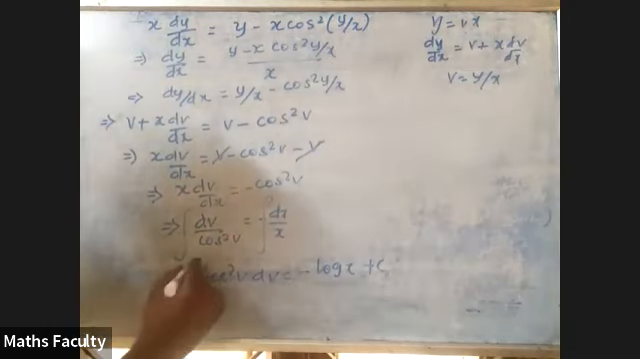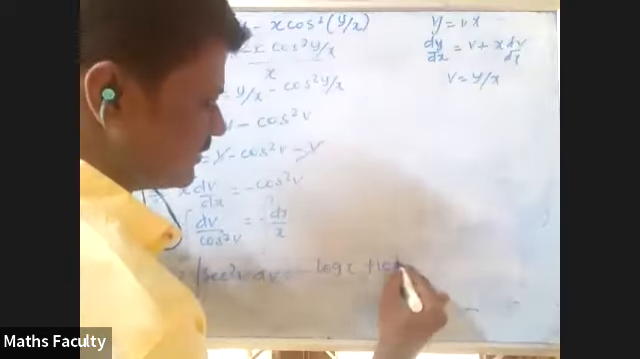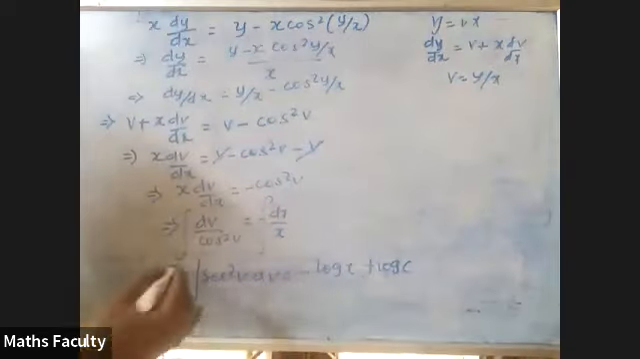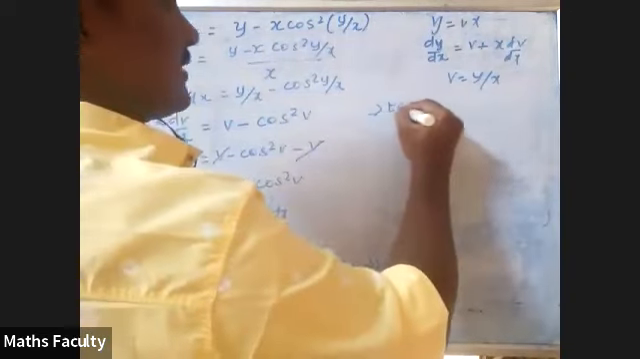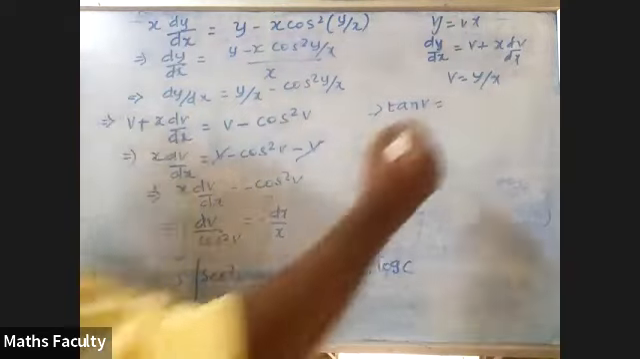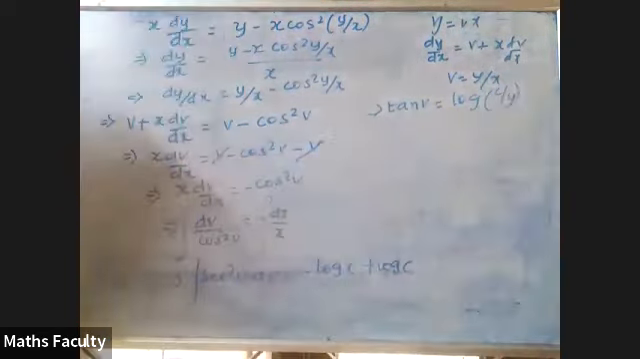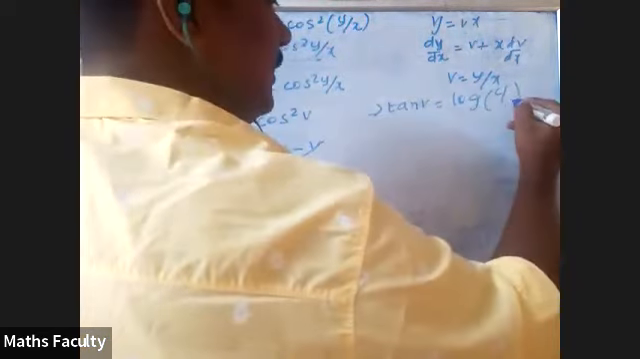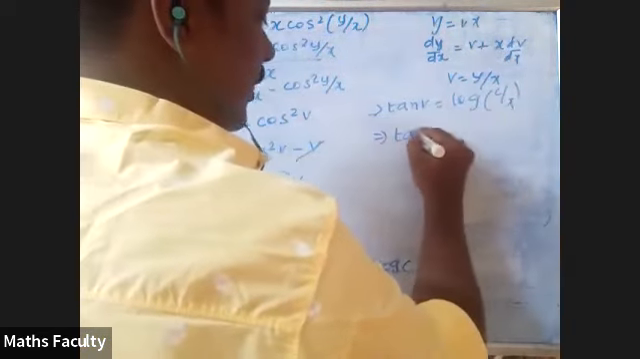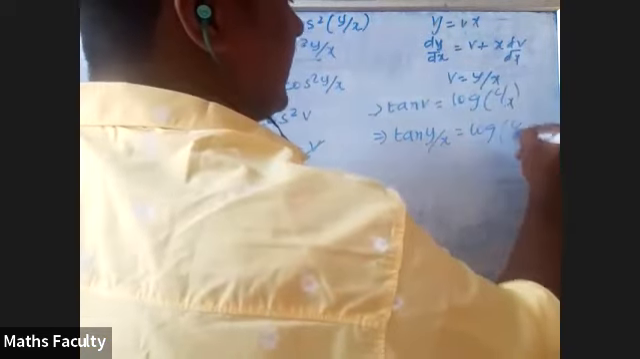So integrate secant squared v. What is the integration of secant squared v? It equals minus log x plus log c. Integration of secant squared v is tan v, equals log c minus log x, which is log c by x. Now we can put tan y by x, because the value of v is y by x. Log c by x is the answer.